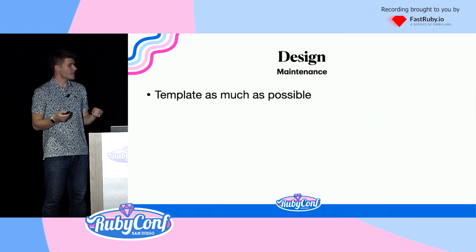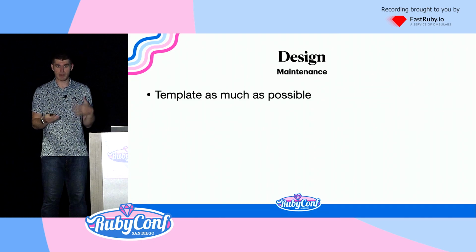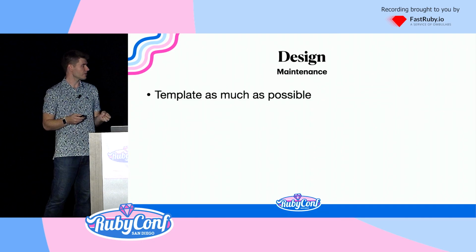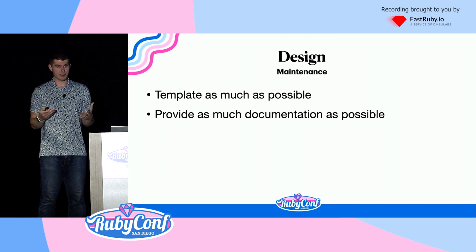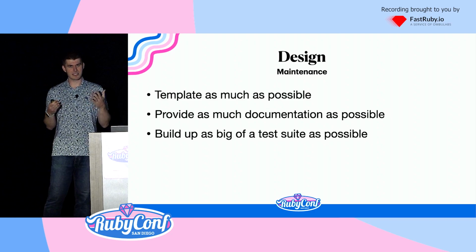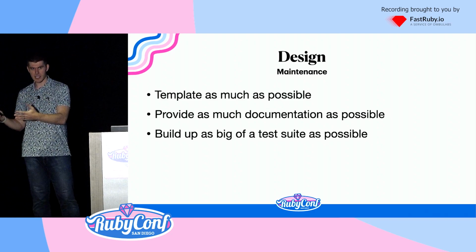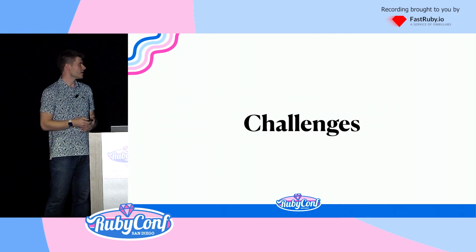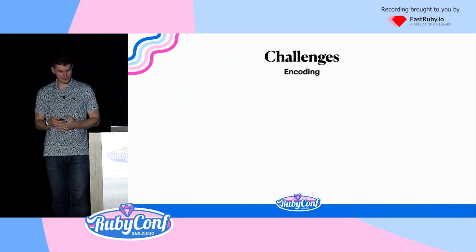Designing for maintenance means templating as much code as possible. We template from a YAML file, believe it or not, a lot of our code. We provide as much documentation as possible, and we build up as big of a test suite as possible. There isn't really an existing test suite for Ruby syntax. We are trying to build that actively. So let's talk about challenges.